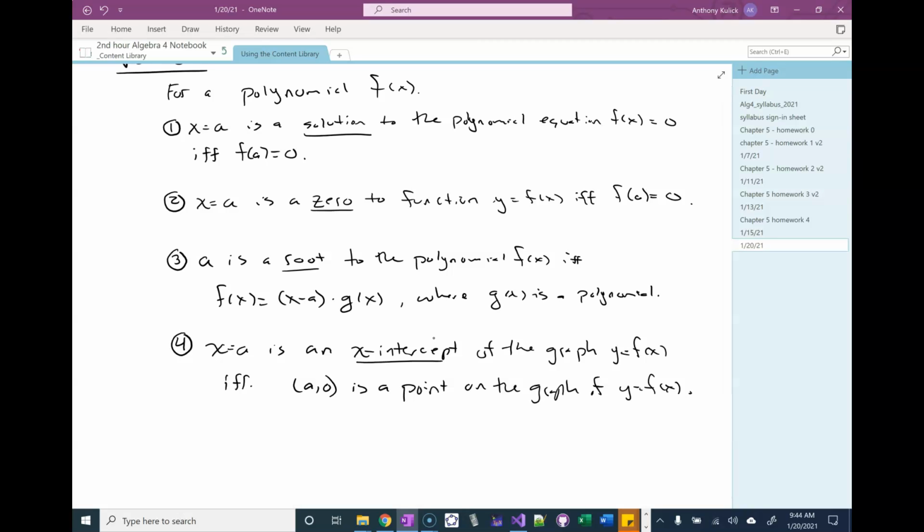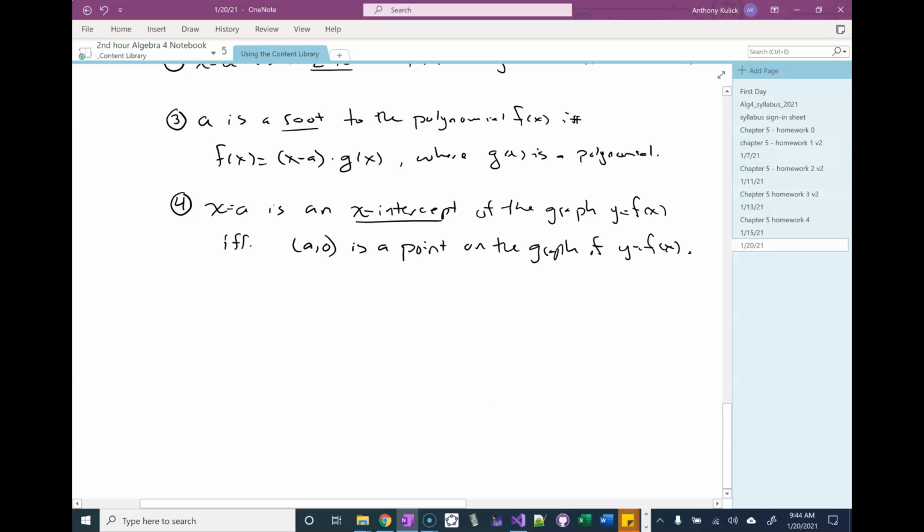And the last one says that a is an x-intercept of the graph y equals f of x if and only if the point a comma 0 is a point on the graph of y equals f of x. Remember, x-intercepts are where the graph crosses the x-axis. If something's y-coordinate is 0, that means it's on the x-axis. Everybody okay with that idea?